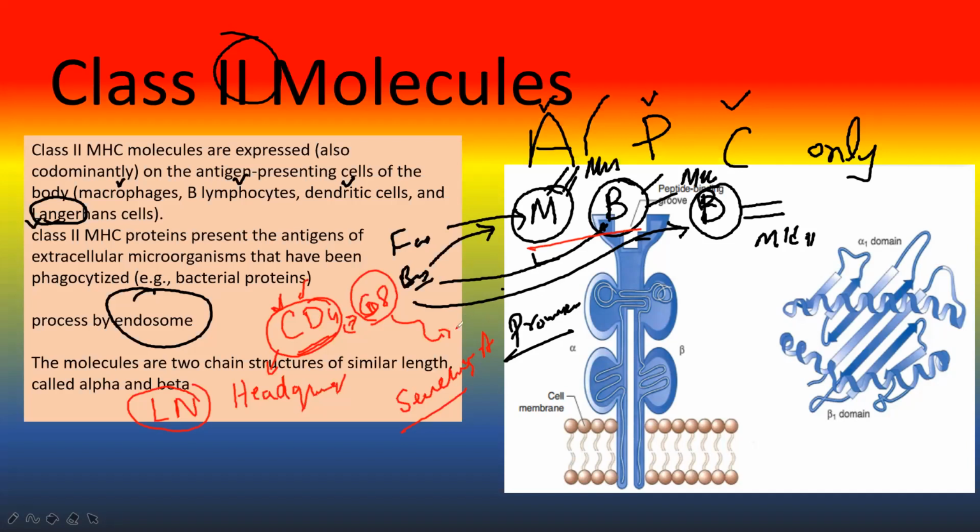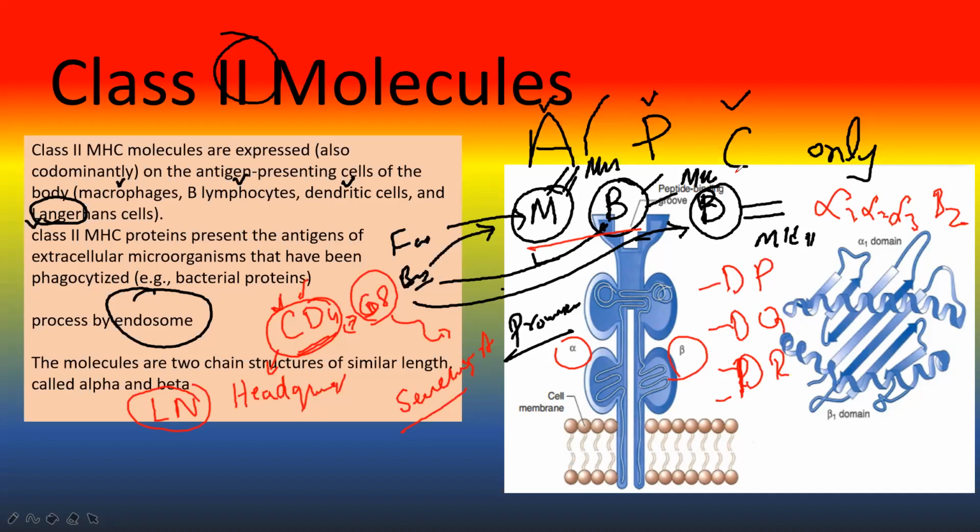And what is the difference in structure? MHC2 has two chains, alpha and beta chain. How many domains inside the membrane? Alpha 1, alpha 2, beta 1, beta 2. So here are the alpha and beta chains, clear? So there are two chains here. This is critical. What are the genes for MHC2? DP, DQ, DR. HLA-DP, HLA-DQ, HLA-DR. These three genes are for MHC2. HLA-B, HLA-A, HLA-C. These three genes are for MHC1. Understand the difference between them?